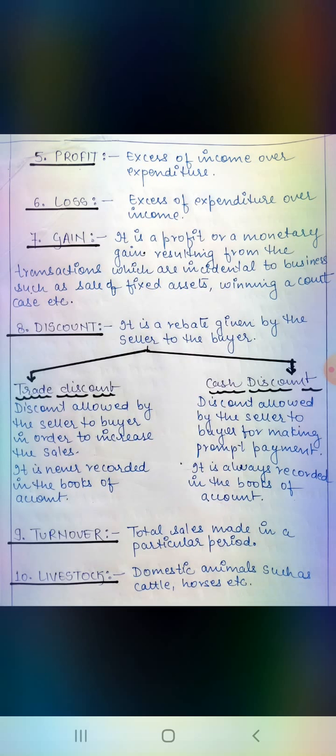And when the expenses are more and income is less, जब आपके खर्चे ज़्यादा हैं और कमाई कम है, so this condition will be known as loss. So in simple term, excess of income over expenditure is profit, and excess of expenditure over income is loss. And the next term is gain. What do you mean by gain?